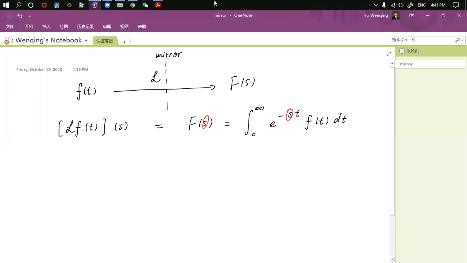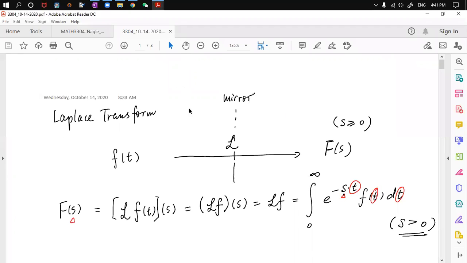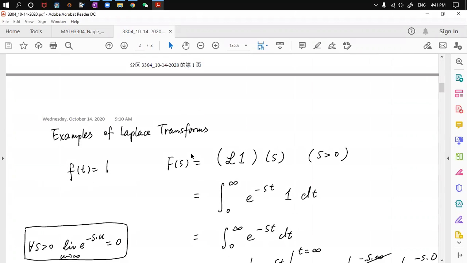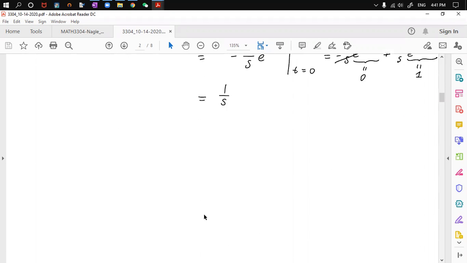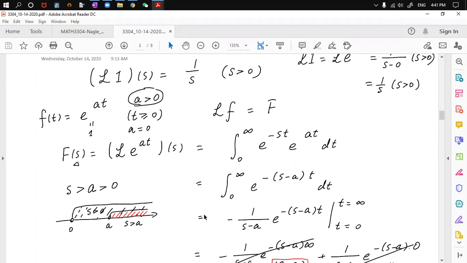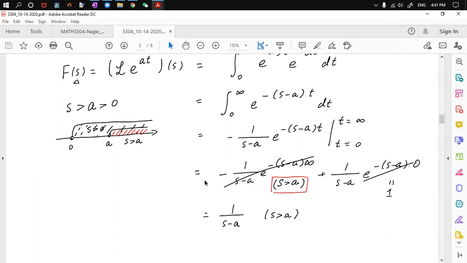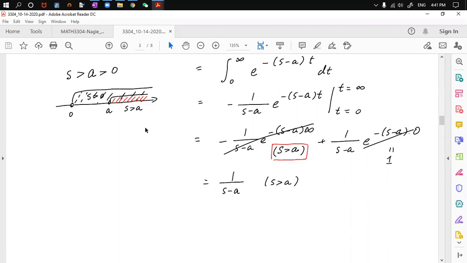Now, the Laplace transform was introduced in the previous lecture in the sense that we saw several calculations of it. For example, we saw that the Laplace transform of the function 1 is 1 over s. And the Laplace transform of the function e to the power at is 1 over s minus a, where s is bigger than a.